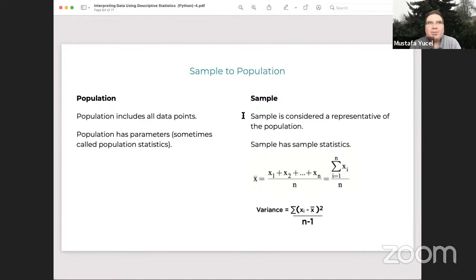We will not talk about sampling methods, but somehow we have to sustain randomness of the sample. When we have a sample, we have sample statistics. Here in population, we have population parameters, or population statistics. Here we have sample statistics. In sample statistics, again, we have average, but this is the sample average. And then variance is also calculated for the sample.